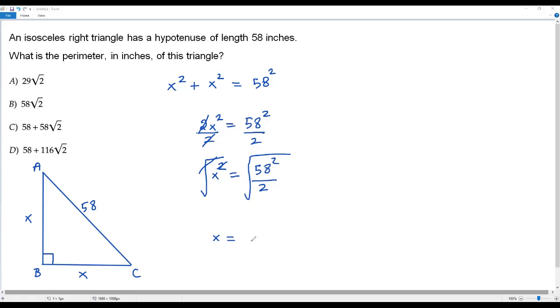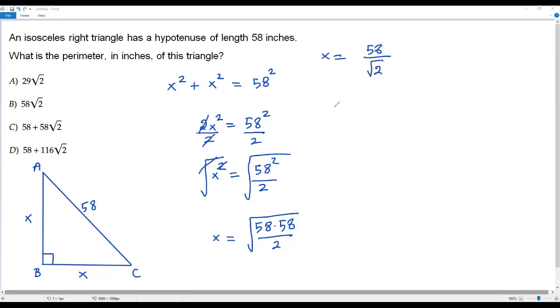So on the left side I have X, and on the right side we have the square root of 58 squared over 2. The square root of 58 squared can be written as 58 times 58 over 2. We already know that inside a square root, for every two same numbers multiplied, we can take one number out. So here inside the square root, particularly in the numerator, we have two same numbers multiplied, 58 and 58. For these two 58s, one 58 will come out. In the denominator we have only 2, so this 2 remains inside the square root. So we get the square root of 2.